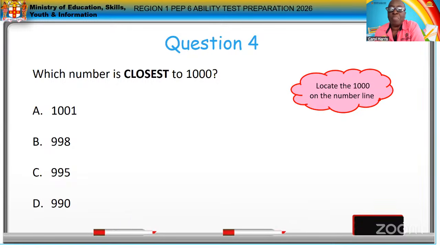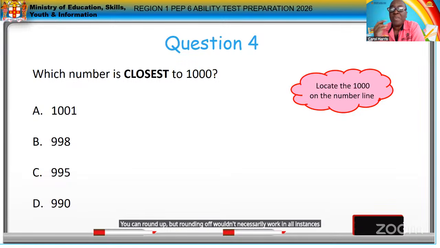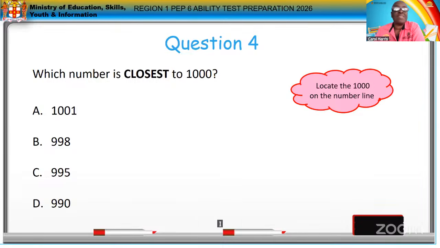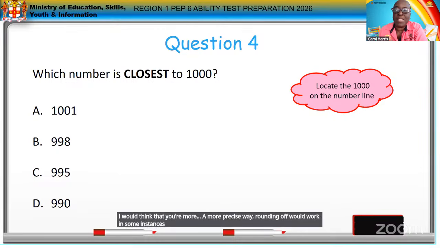And I see some points in regard. So thank you for your feedback. You can round off, but rounding off wouldn't necessarily work in all instances. I would think that a more precise way, rounding off would work in some instances, but in this particular instance, it probably would not be the most appropriate way.